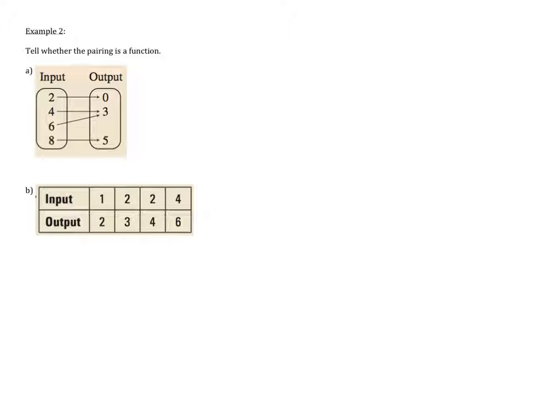Example number 2, tell whether the pairing is a function. So when we look at part A, we have a set of inputs and a set of outputs.